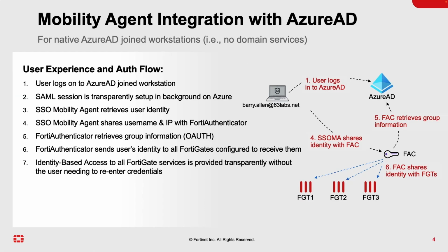Here is the user experience and the authentication flow. The user logs on to an Azure AD joined workstation. Next, the SAML session is transparently sent in the background to Azure AD. The single sign-on mobility agent retrieves the user identity. The single sign-on mobility agent shares the username and IP address with FortiAuthenticator. FortiAuthenticator retrieves the group information using OAuth. FortiAuthenticator then sends the user identity to all the FortiGates it's configured to send this information to. Then on the FortiGate, you can use identity-based access policies to all the FortiGate services transparently without the user needing to re-enter the credentials. So let's see this in a demo.